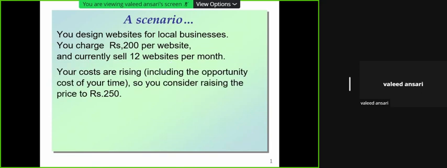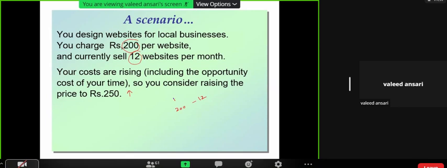This is a scenario: a design firm for local businesses charges 200 rupees per website. And at this price, 12 websites are sold every month. Now, the website developer wants to increase the price to 250. Price is 200, demand is 12, and the developer wants to increase the price to 250.